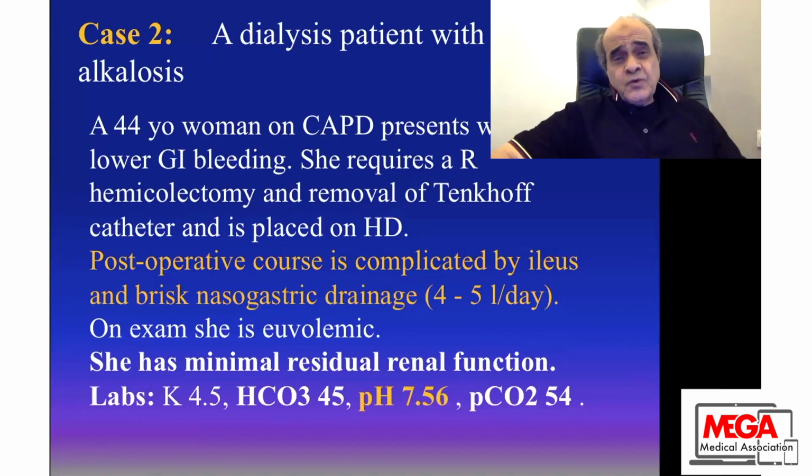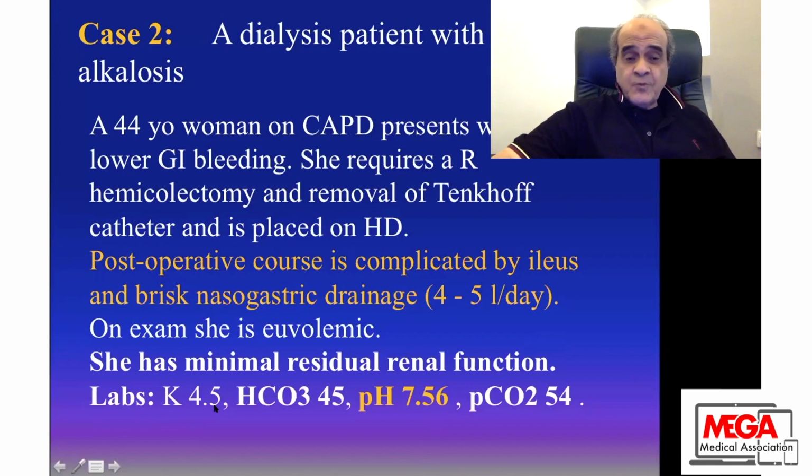Case number 2, dialysis patient with metabolic alkalosis. I'm going to discuss metabolic alkalosis through this case. A 44-year-old woman on peritoneal dialysis presents with lower GIT bleeding. She requires right hemicolectomy and removal of catheters and is placed on hemodialysis. Post-op, the course is complicated by ileus, with nasogastric drainage of 4 to 5 liters per day. On exam, she is euvolemic. She has minimal residual renal function.